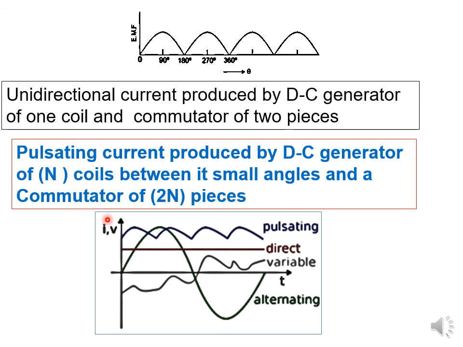يبقى البلاستنج current ده اللي هو فيه small variations in electric current intensity produced by direct current generator of n coils between its small angles and the commutator of 2n pieces.